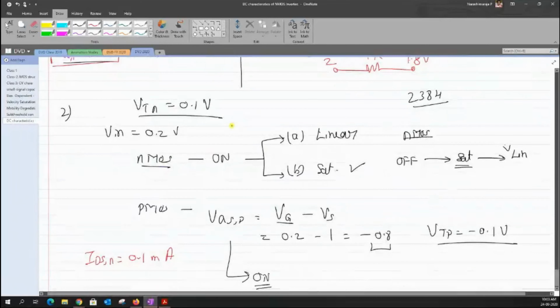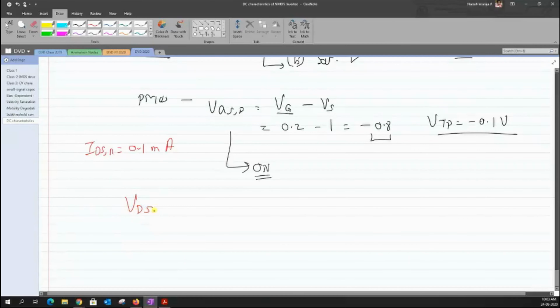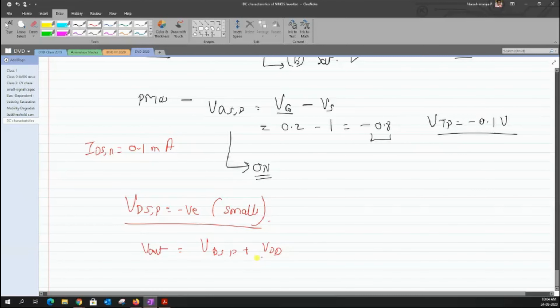So my VDS of the PMOS device is no longer equal to 0, but rather a small negative value. This value is supposed to be small. Since our VDSP is a negative value, the value of Vout is closer to the value of VDD. Approximately closer to VDD, but still slightly lower than the value of VDD.